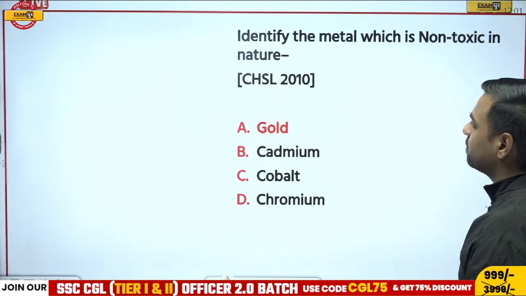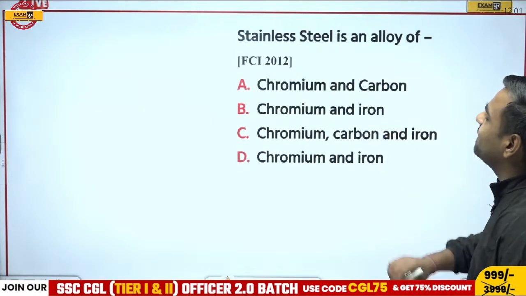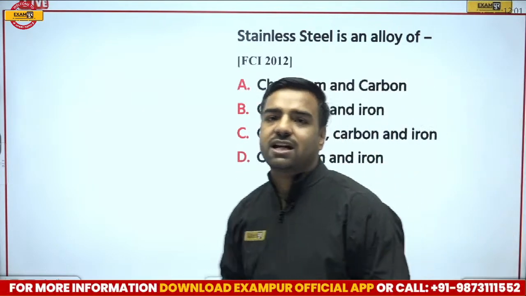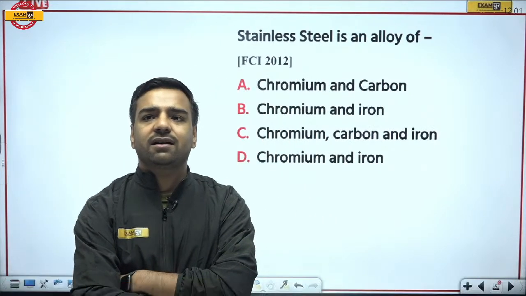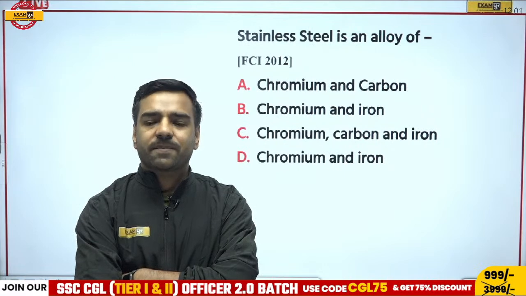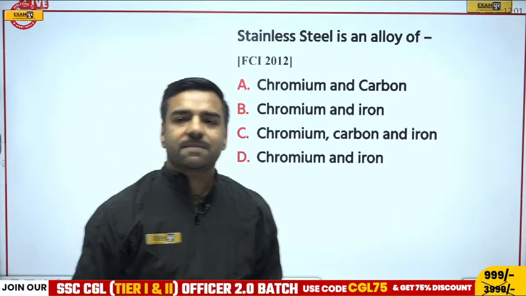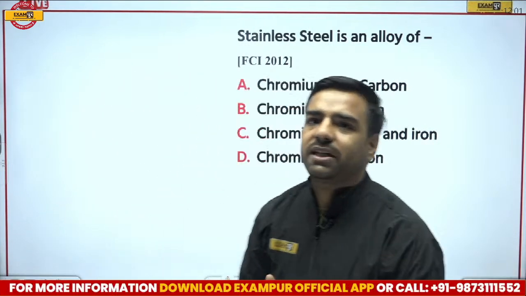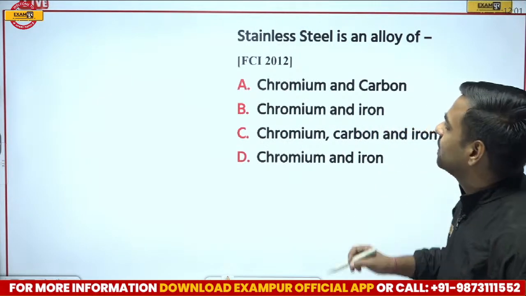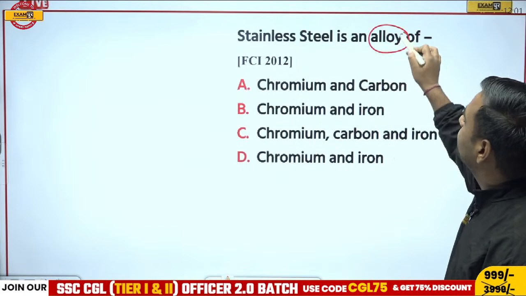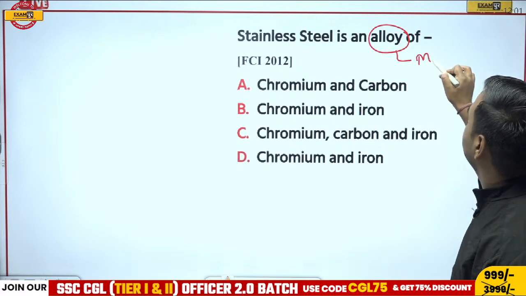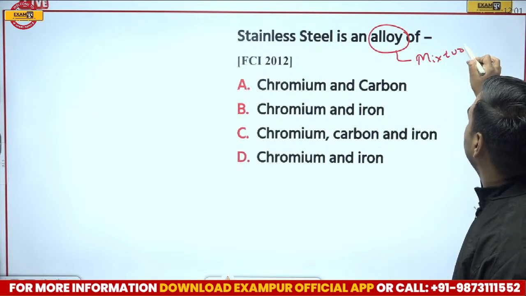For the next question, we have: stainless steel is an alloy of what? This question was asked in 2012 in FCI. What is the correct answer over here? The question is, stainless steel is an alloy of what? Now if I talk about alloy, this means we are talking about a mixture of different elements, right?